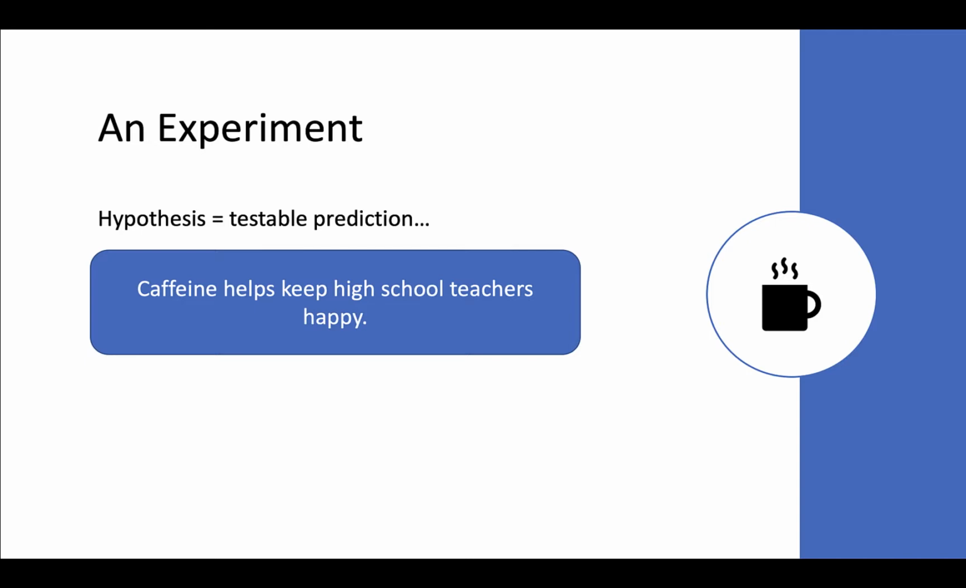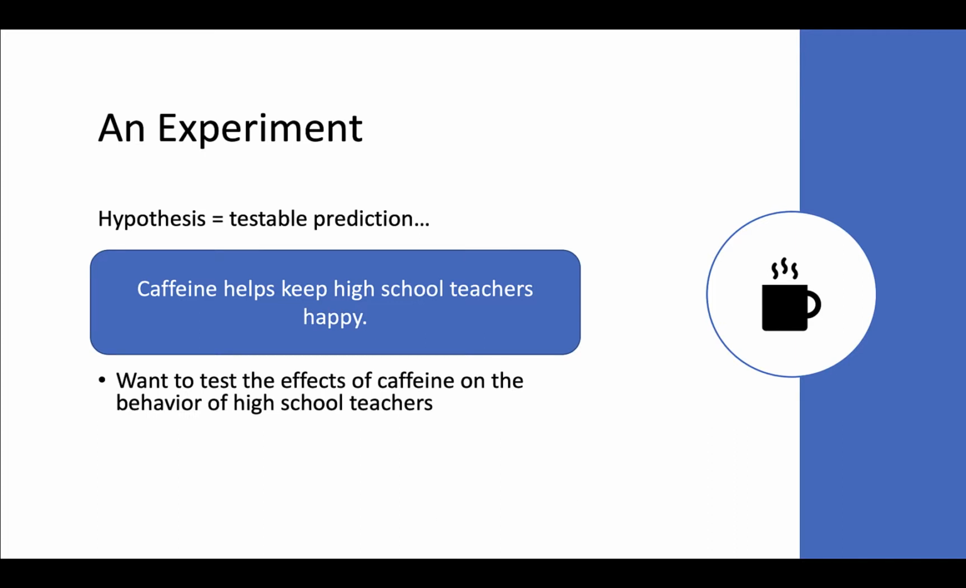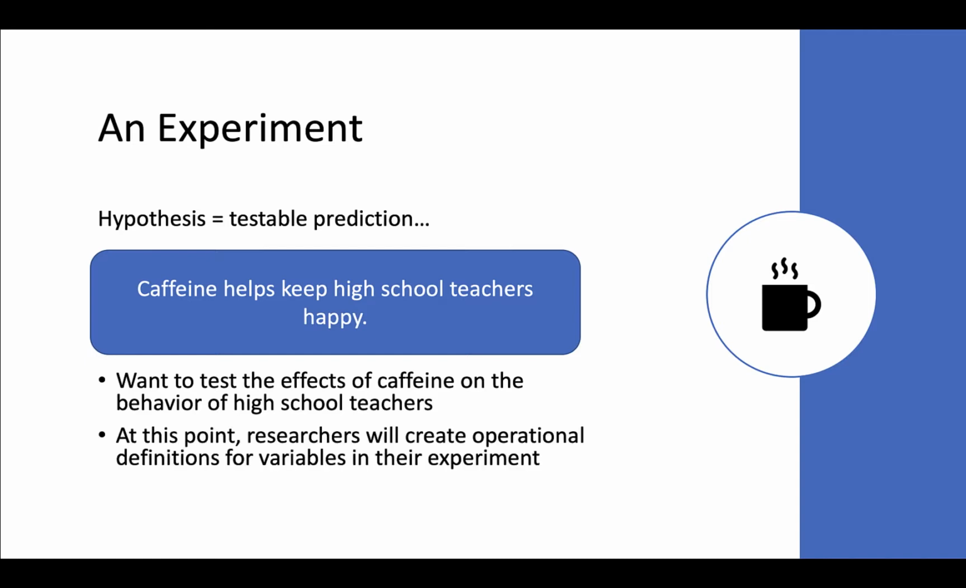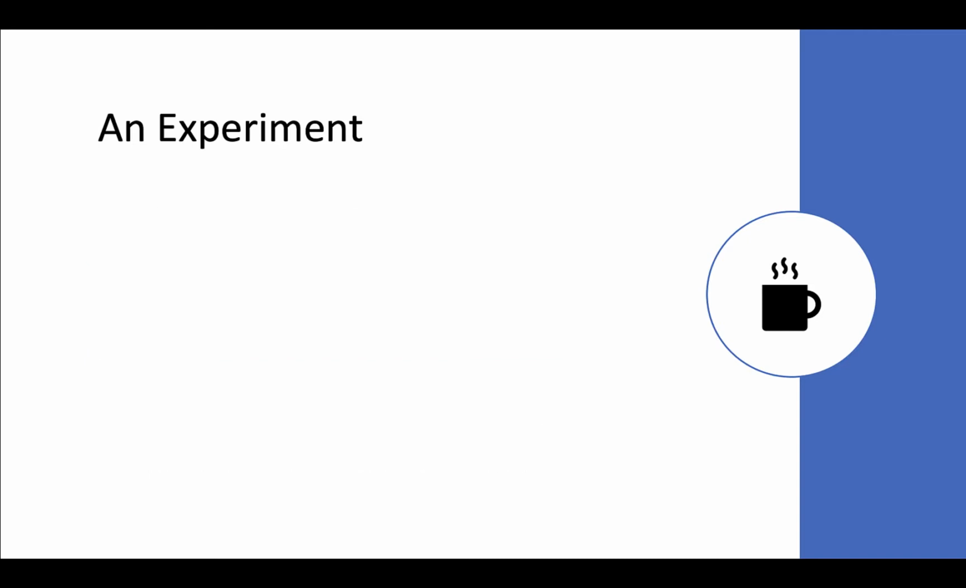Now, what are we looking at here? We want to test the effects of caffeine on the behavior of high school teachers. So let's say we're the researchers, and we have our hypothesis that caffeine helps keep high school teachers happy. Now what we have to do is identify our variables. We have caffeine and we have happiness. So now we have to create operational definitions for the variables in the experiment. We have to do this.